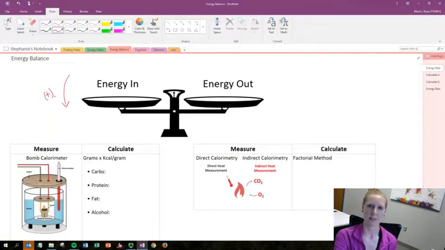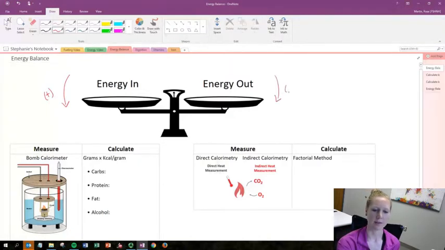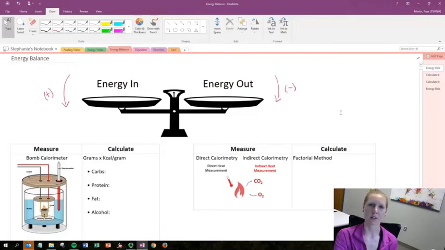On the other hand, if we have a negative energy balance, we're expending more energy than we consume, tipping the scales to the right, and this would result in the use of that stored energy. So we would be using our glycogen, burning our fat, and even our muscles if that is a large enough deficit, and result in overall weight loss.